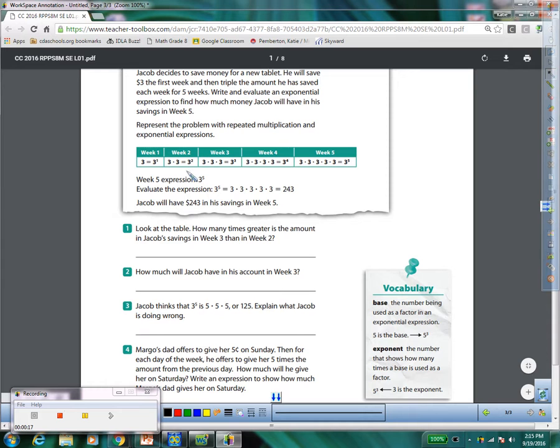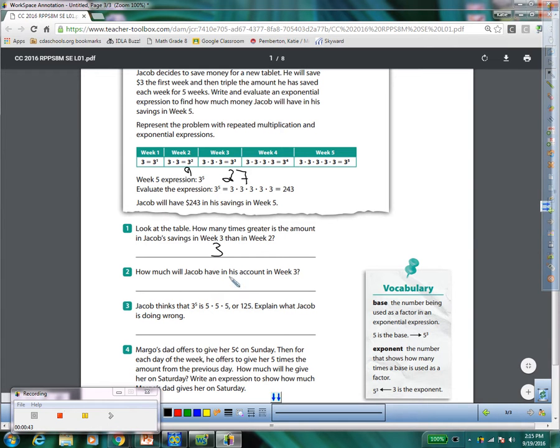So if you compare the amount in week 2, he has a total of 9, 3 squared, and then in week 3 it's a total of 27. Again, excuse the sloppy writing, I'm writing with a mouse. So comparing those, the difference would be 3 times greater, okay?